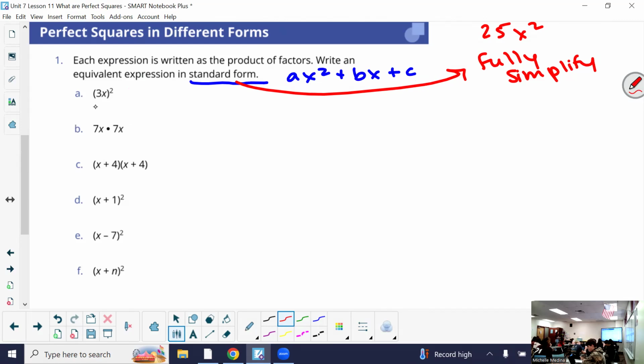But these are all in factor form. Write the equivalent expression in standard form. You have 5 minutes to do that. Table 8, what is this first expression in standard form? When fully simplified, what does it equal?